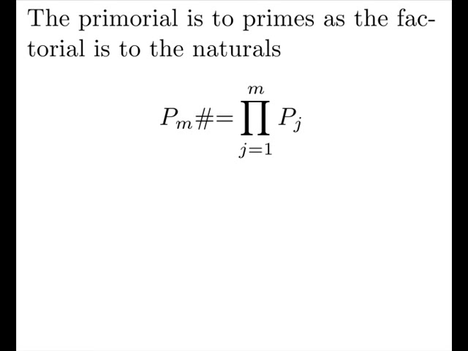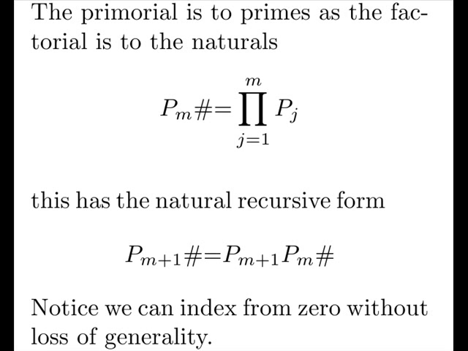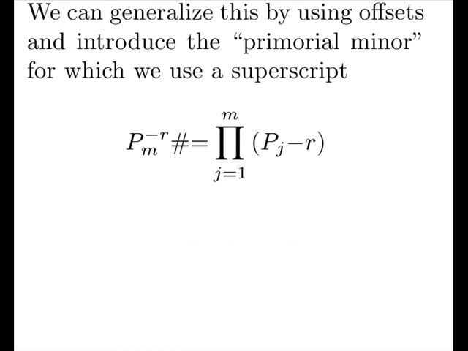The primorial is to primes as the factorial is to the naturals. It's the product of all the primes less than or equal to some nth prime. This has a natural recursive form. The next primorial is equal to the next prime times the current primorial. Next, notice we can index from 0 without any loss of generality.